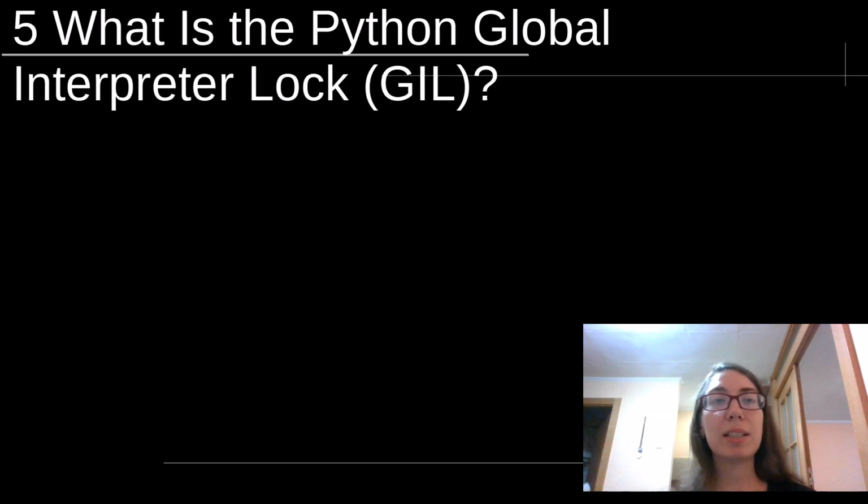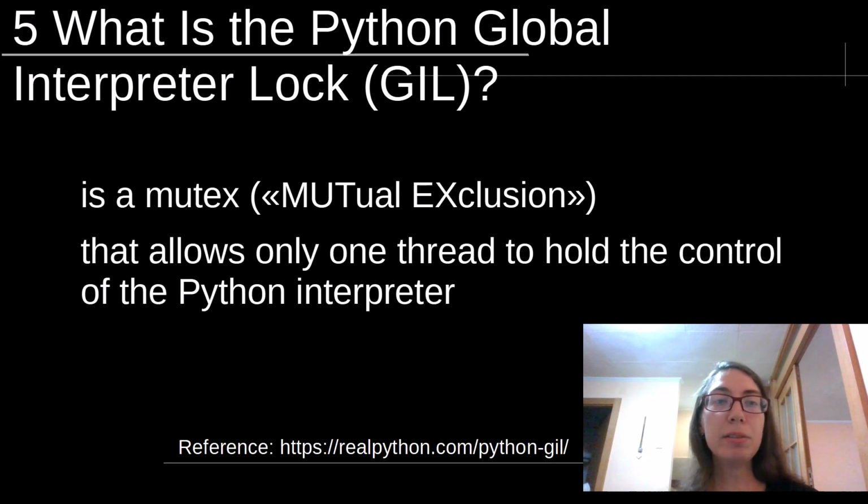What is the Python Global Interpreter Lock, GIL? GIL is a mutex that allows only one thread to hold the control of the Python interpreter.